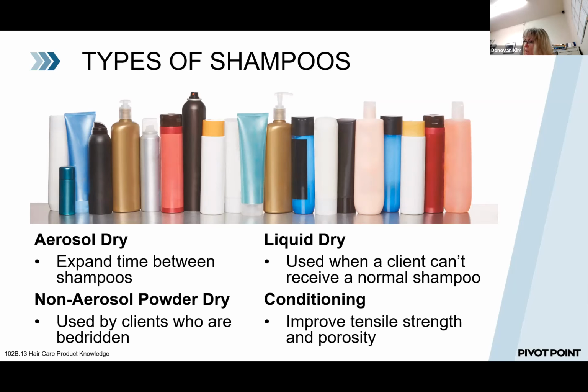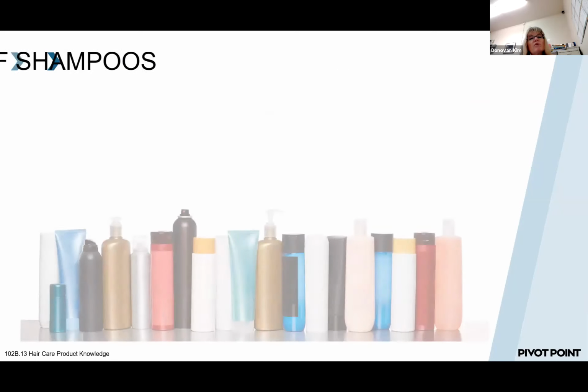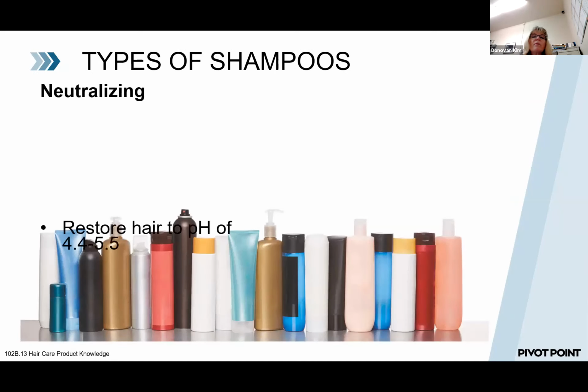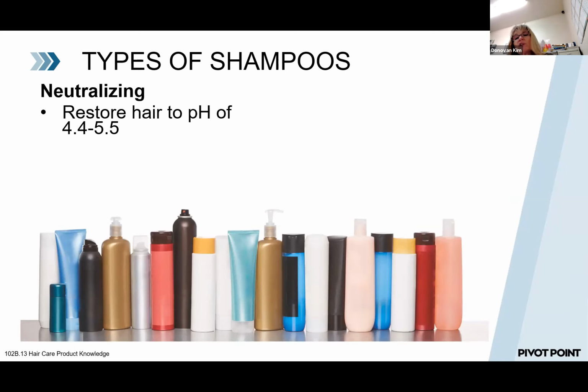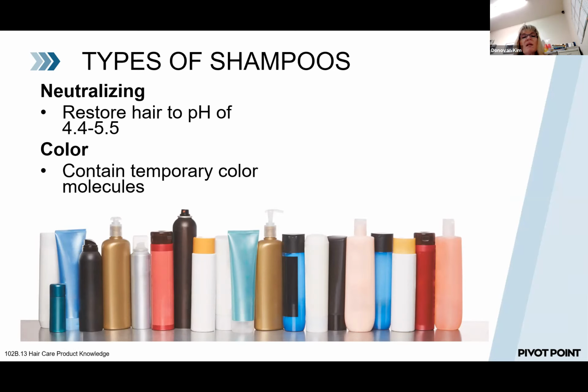And usually conditioning shampoos don't strip color either. Neutralizing shampoos restore the hair to a pH of 4.5 to 5.5, usually used after relaxers. Color shampoos sometimes may contain temporary color molecules that can help prolong your color. For example, if your hair is red and it fades really fast, a red temporary color shampoo can help maintain the life of that red so it doesn't fade so much.